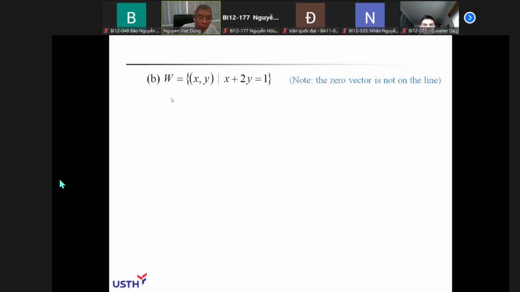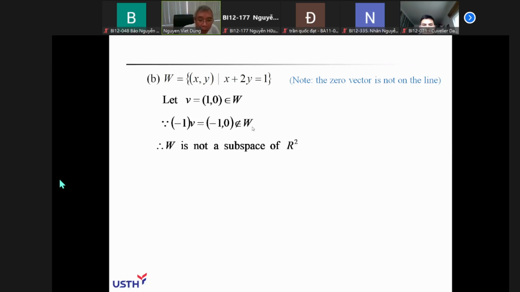Next, we consider W to be the second set. There is one remark: the zero vector is not in the line. That is a remark I will explain to you later. Now, if we take v to be 1, 0, obviously v belongs to that W. And we multiply v by the number -1, you get that thing. But that vector does not belong to W, which means that W is not closed under scalar multiplication, so W is not a subspace of R2.